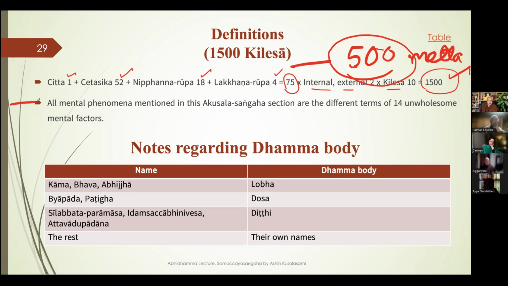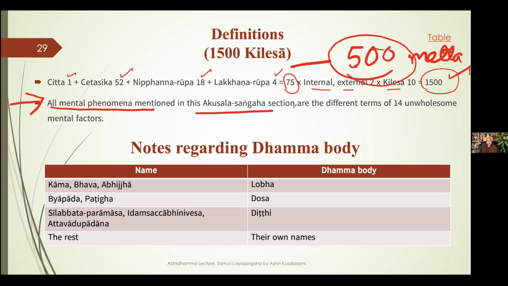Okay, so this is like a conclusion of the akusala, unwholesome session. All mental phenomena mentioned in this Akusala Sangaha session are different terms for the 14 unwholesome mental factors, which are stated in the Cetasika. I hope you remember there are 14 kinds of unwholesome mental factors. So you can see here the different Pali terms for these 14. Kama Raga Sanyojana, Bhava Raga Sanyojana, and Abhijjha.